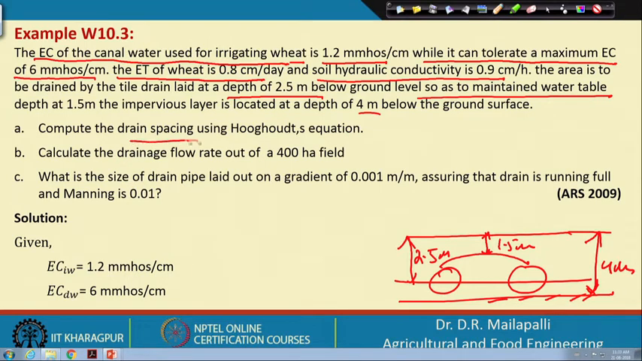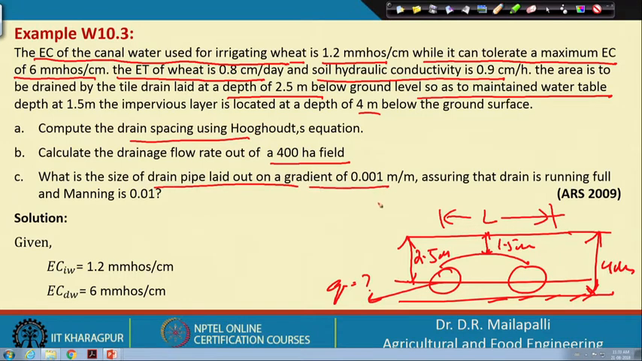So, compute the drain spacing using the Hooghoudt equation. What would be the drain spacing, and calculate the drainage flow out of the 400 hectare field. Then, what is Q from the 400 hectare field, and what is the size of the drain pipe laid at a gradient of 0.001 meter per meter, assuming that the drain is running full and Manning's n is 0.01. So, this is the Manning's n, that is 0.01.